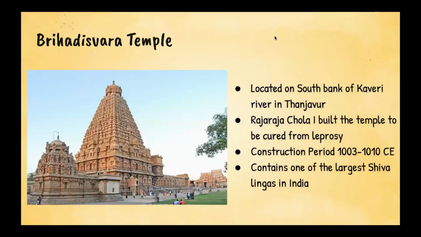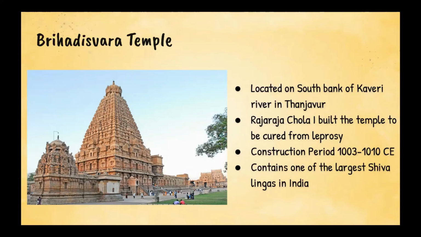Brihadishwara Temple is a Hindu temple dedicated to Lord Shiva, located on the south bank of Kaveri River in Tanjore, Tamil Nadu in South India. The temple is part of the UNESCO World Heritage Site known as the Great Living Chola Temples.